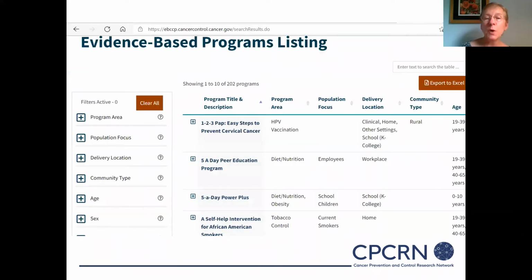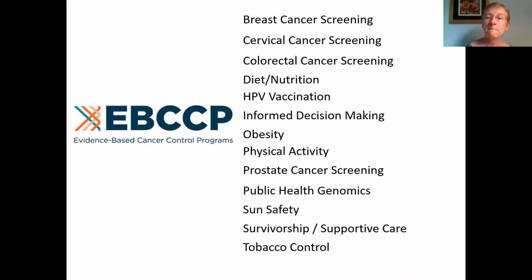And if you go to search for programs on this website, you'll see on the left that they have a menu, and you can search for programs by program area, population focus, delivery location, community type, etc. Any combination of those, which is a great search engine. And you'll see they have 202 research tested interventions posted on their website. And those interventions cover all these areas that are directly related to cancer prevention and control.